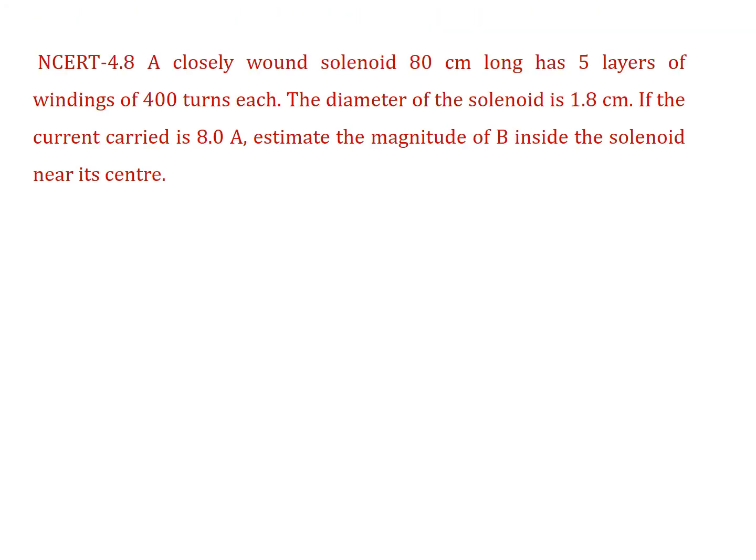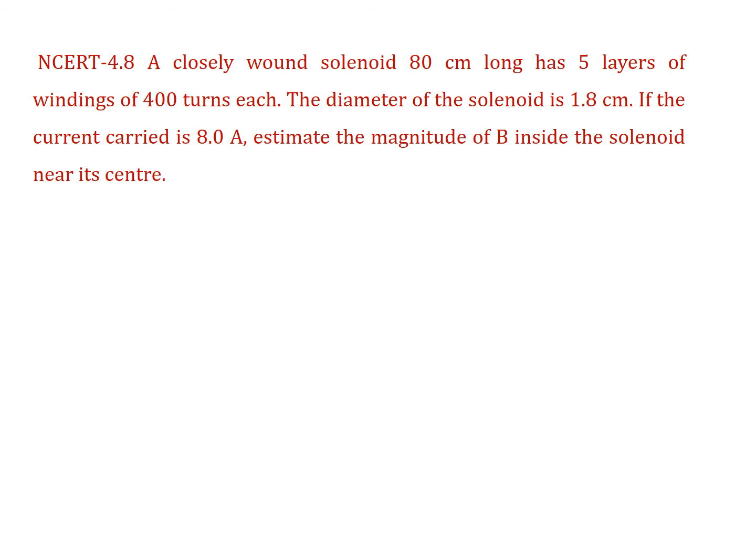We take a numerical on straight solenoid. This is exercise question number 4.8. A closely wound solenoid 80 cm long has 5 layers of windings of 400 turns each. The diameter of the solenoid is 1.8 cm. If the current carried is 8 amperes, estimate the magnitude of the field inside the solenoid near its center.